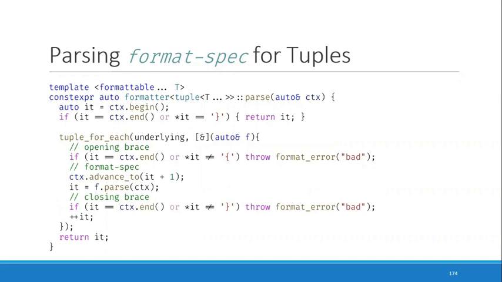It has to have, there needs to always be a close brace. If we don't hit a close brace, that's an exception. Otherwise, we just move on to the next character and we're done. That's actually it. This is our full tuple parsing, which I think is pretty nice.